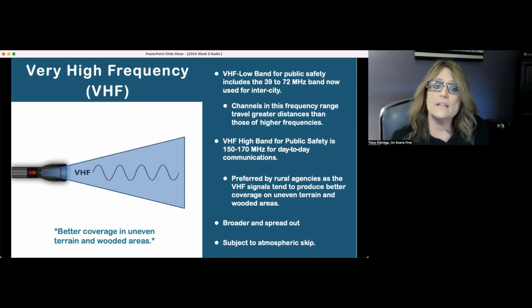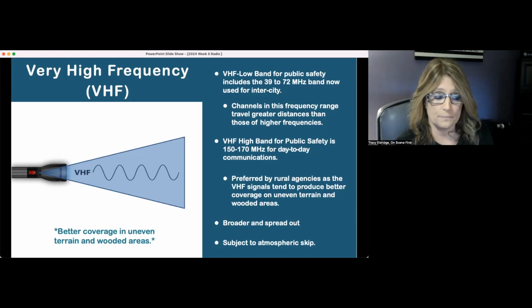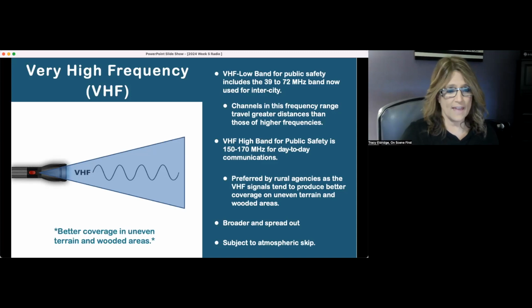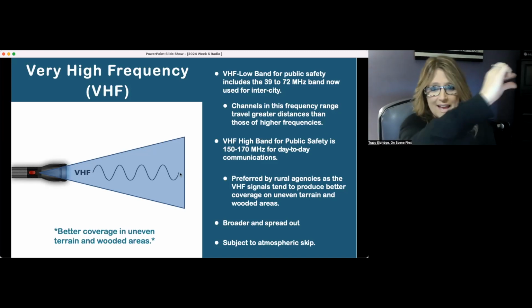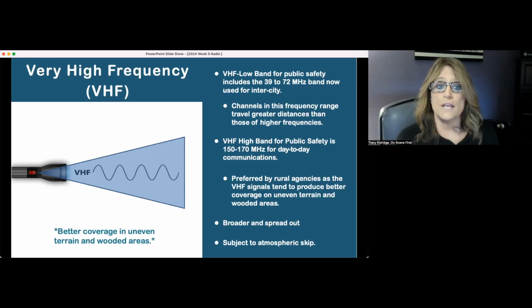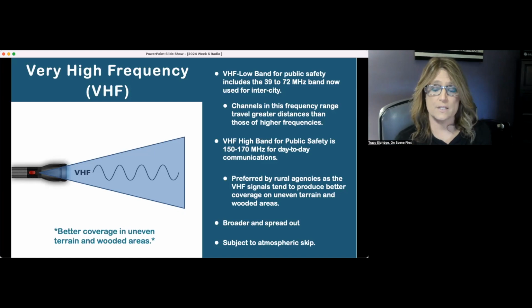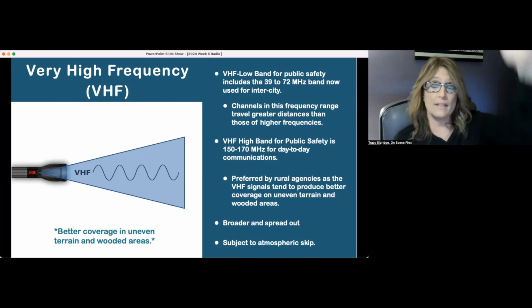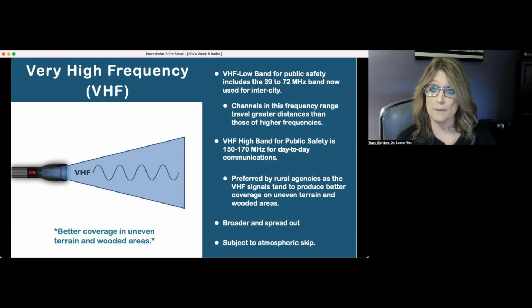These channels in this frequency range travel greater distances than those of higher frequencies. When you look at the way this band looks, I want you to imagine having a radio wave and grabbing the end of it and stretching it out. When you stretch it out, the spaces in between the waves become much wider. So the channel in this frequency range travels greater distances than those in the higher frequencies. In the list that I just showed you, VHF comes before UHF.